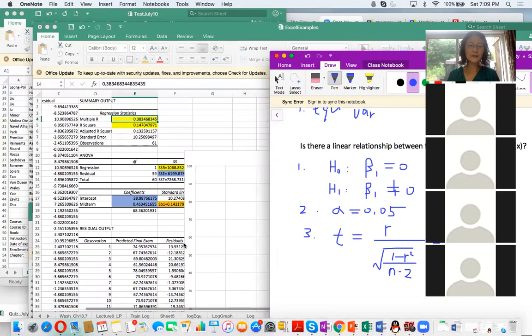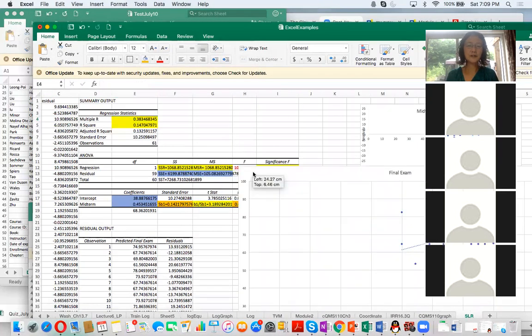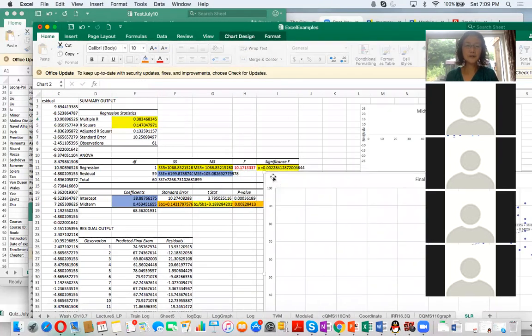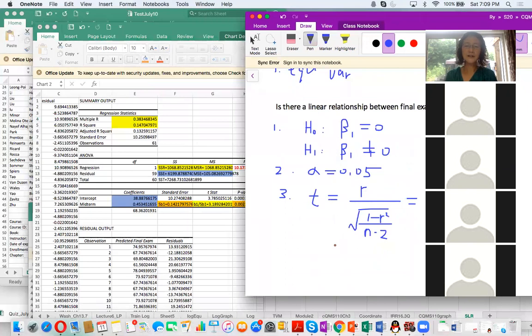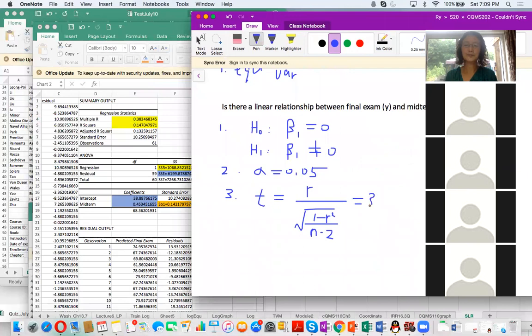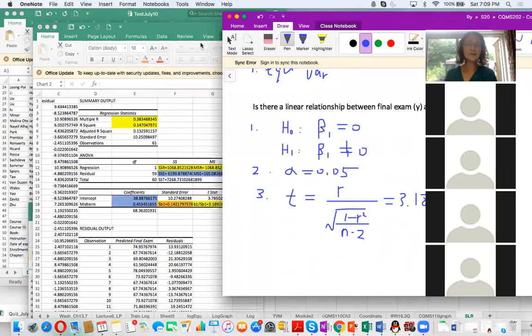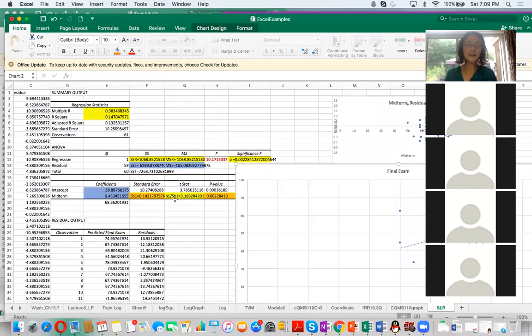I will move this graph a little bit. You can verify by yourself, okay? So you get this number, 3.189. And this is based on the formula. You can also get it from the result of the data analysis here. See, 3.189 here. This is the test statistic.